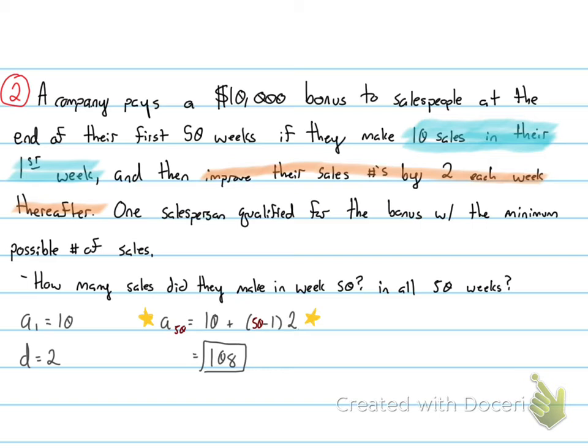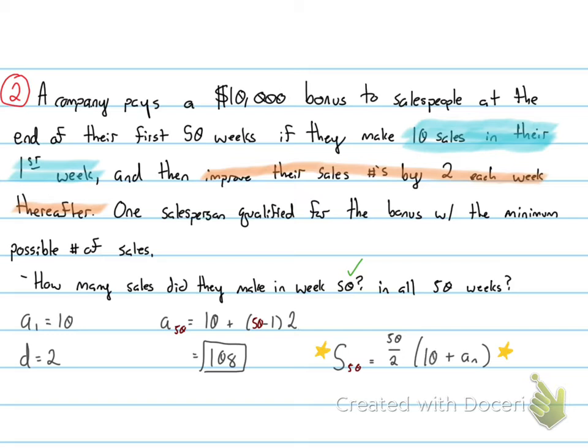Since I want to find the summation of how many sales they made from week 1 to week 50, I'm going to use that new formula that we learned. So my summation is n over 2 times a1 plus an. Again, I'm trying to figure out how many sales we made over 50 weeks, so there's 50 terms here.